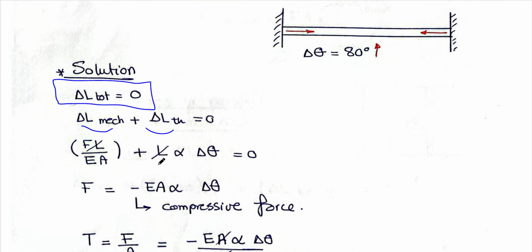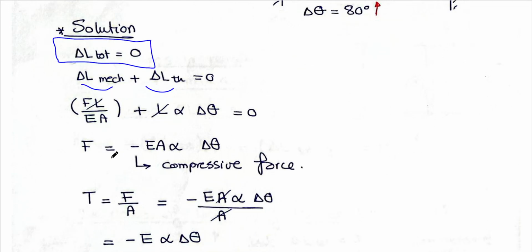The thermal part is L alpha delta theta, and the mechanical part is FL over EA. If you add these two together, this will be 0. We discussed that if we increase in length due to temperature increase, there will be a decrease in length due to mechanical compressive force. Put the force on the left-hand side of the equation, and you will find F equals negative EA alpha delta theta. This was the discussion we did in the last lecture.